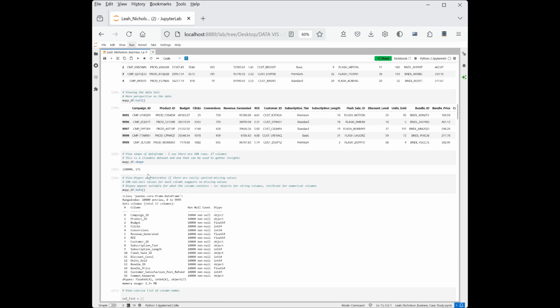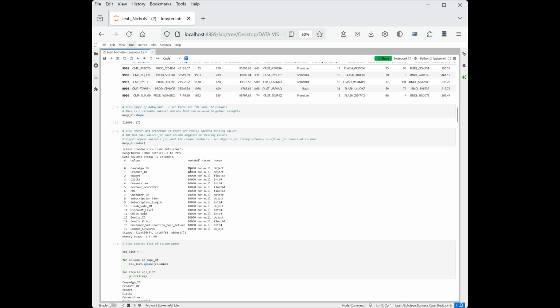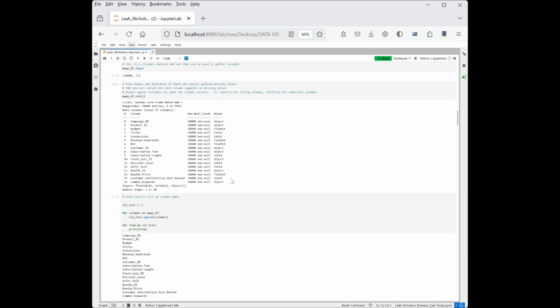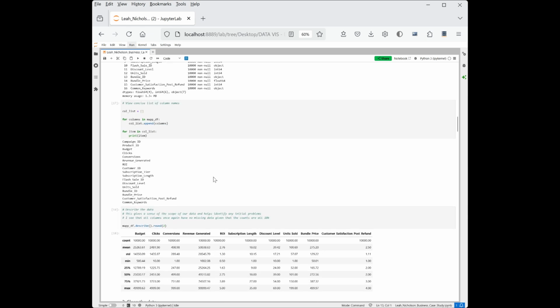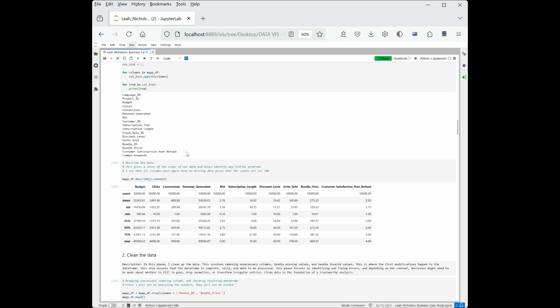Next, I took a look at the shape, and this confirmed once again that I'm working with 10,000 rows and 17 columns. I looked at the data types and determined if they were containing any easily spotted missing values. I saw 10,000 non-null values for each column, which suggests that there are no missing values. And then the data types themselves appeared suitable for what the column contained. So for instance, there were objects for string columns and integers or floats for numerical columns. I took a look at a concise list of the column names, and this helped me to form the questions that you saw above.